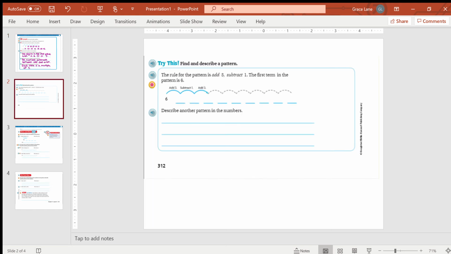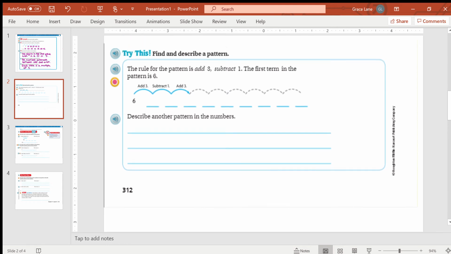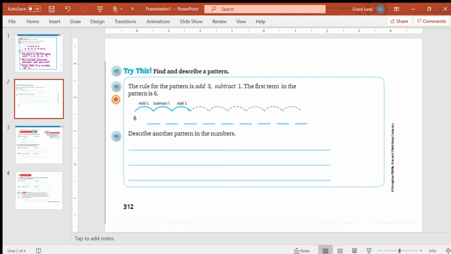It says, the rule for the pattern is add 3, subtract 1. The first term, or the first number in the pattern, is 6. So this pattern has 2 parts. Add 3. So start with 6, add 3, you'd get 9. And then the second part of the pattern is to subtract 1. So if you take 1 away, you get 8.